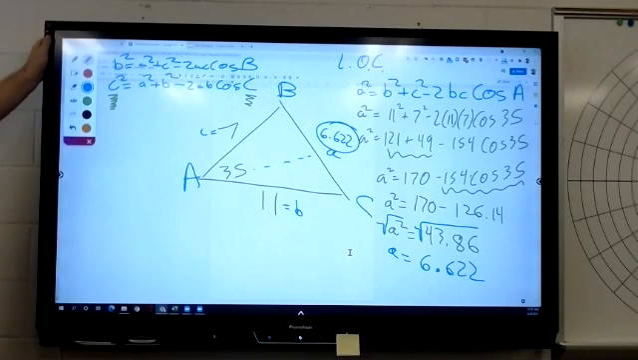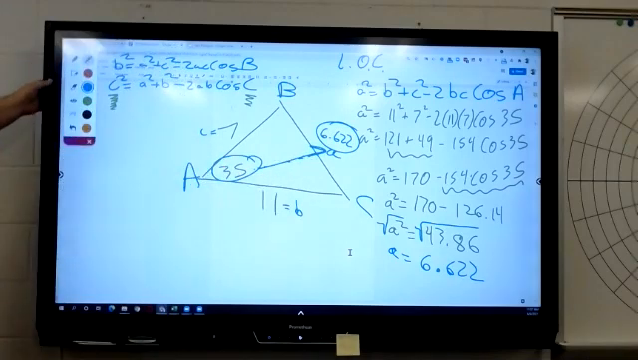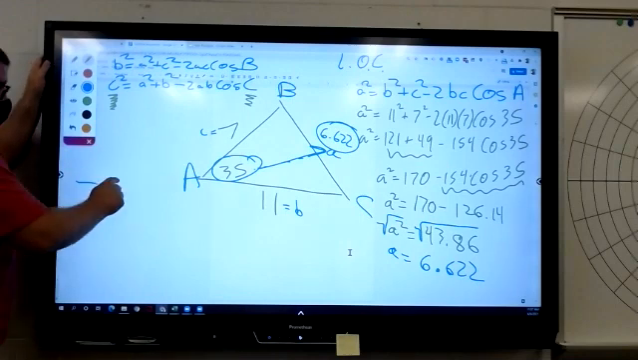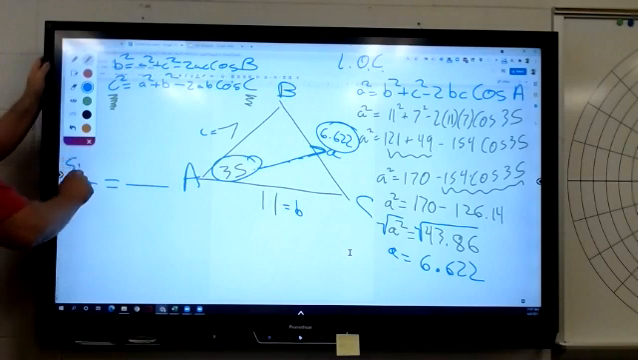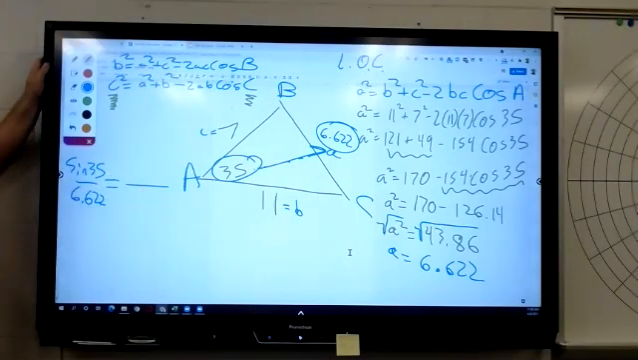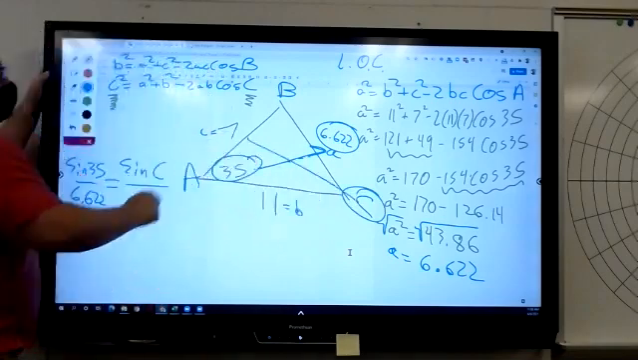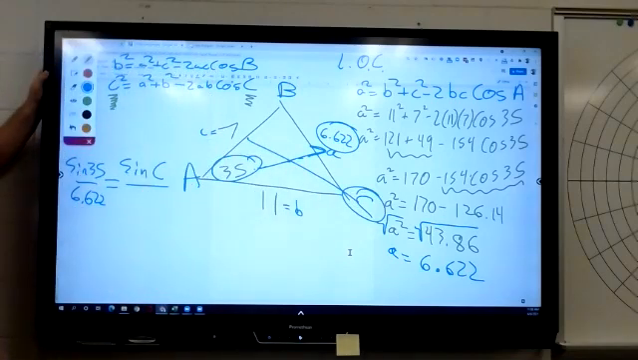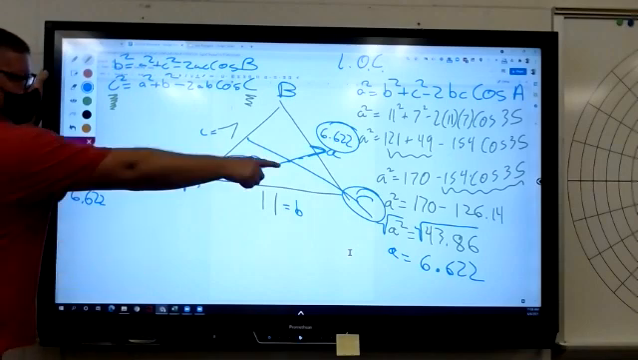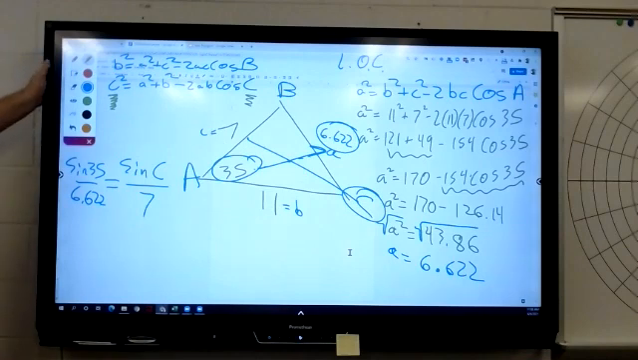Okay, you're working too hard, guys. Do I now have a pair? An angle and a side? If I have an angle and a side, what can I use? Law of sines. Can I say sine of 35 over 6.622 equals sine of C, which angle do you want to find? C. What number goes under the sine C? C goes with which one? 7. Great. Now can I cross multiply and solve it?